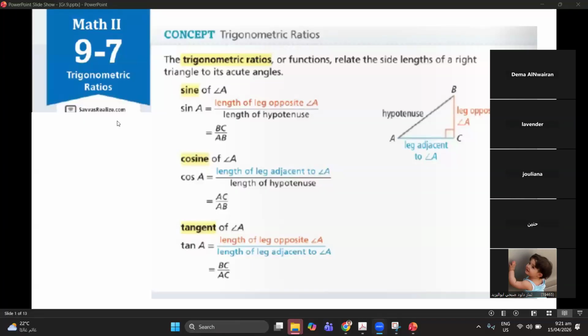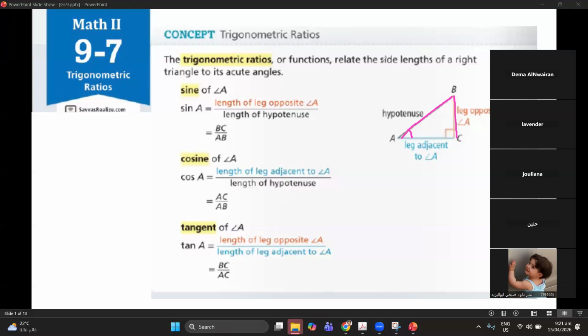Now, yesterday we started talking about the trigonometric ratios. There are 6 ratios in trigonometry, but in grade 9 we're going to talk about 3 ratios. What are they? Sine, cosine, and tan. The sine for any angle is the length of the opposite side over the hypotenuse. So for angle A, as an example, the opposite side is BC and the hypotenuse is AB. So sine A is BC over AB.